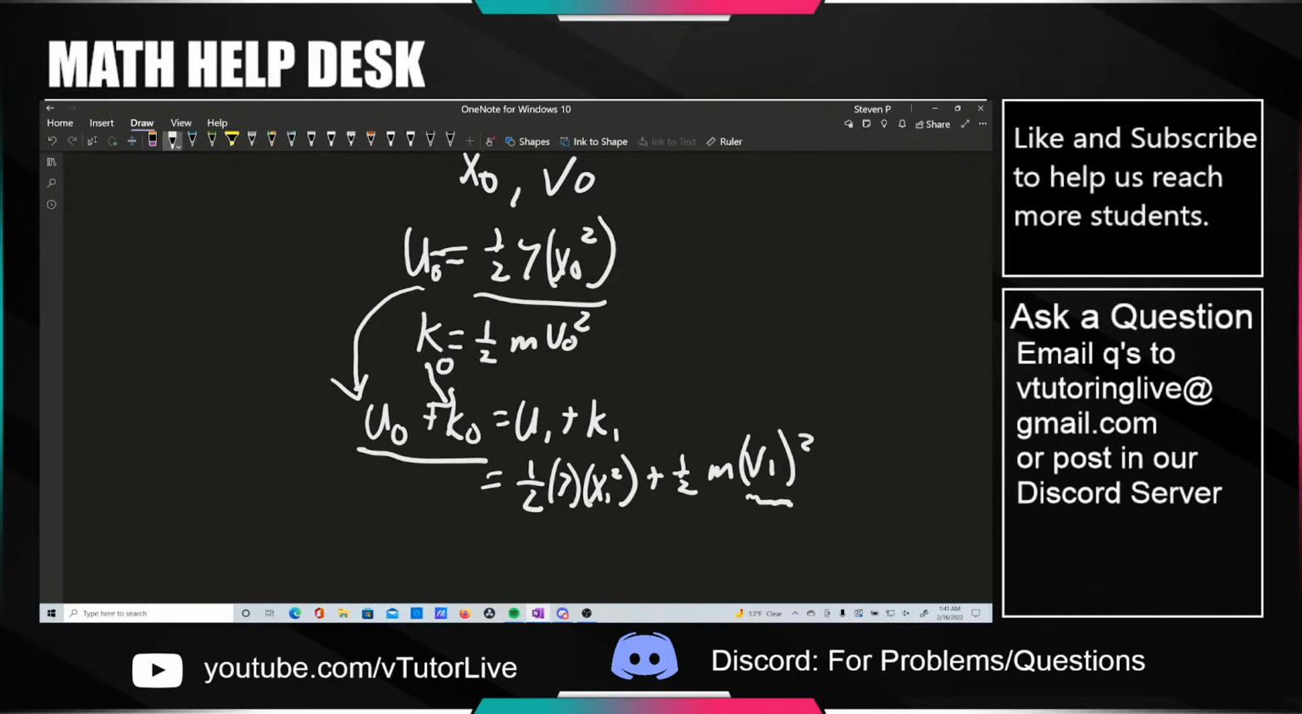This is why conservation of energy is so useful. It basically says if you know three of these four things, U naught, K naught, U1, and K1, you can solve for the fourth, right? You can solve for the fourth.